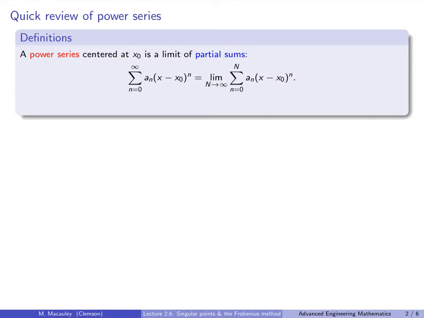A power series centered at x naught is a limit of partial sums. We write it as an infinite sum, but what we really mean is we're taking a finite sum from 0 up to capital N, and then taking the limit of those finite sums as N goes to infinity. Technically we don't know what an infinite sum is, but we can define a limit. This series converges at x if the sequence of partial sums converges. So we define what it means for an infinite sum to converge based on whether this sequence converges. This should be familiar from your Calc 2 class. If it doesn't converge, then it diverges.